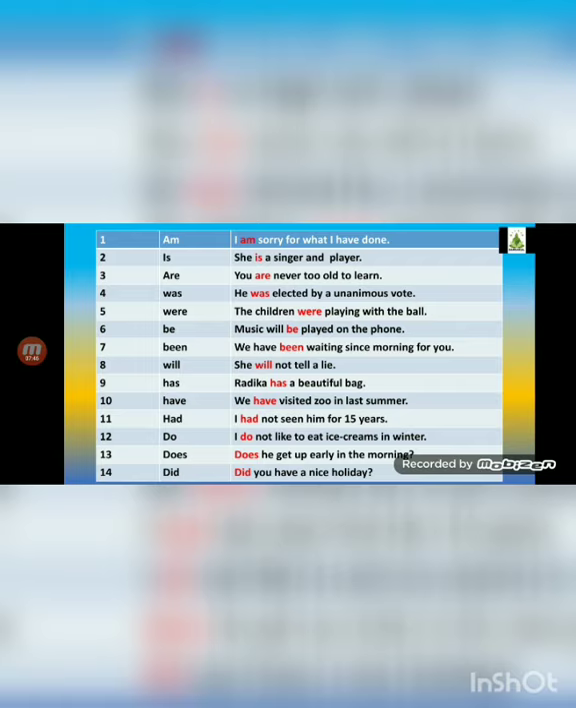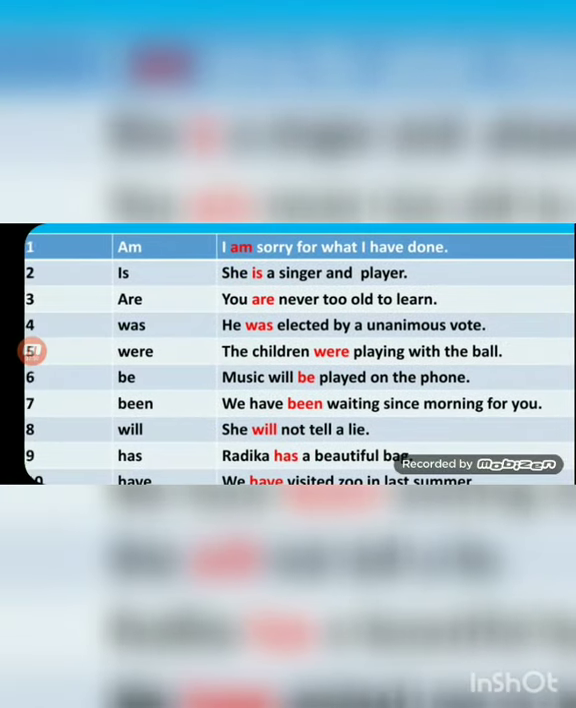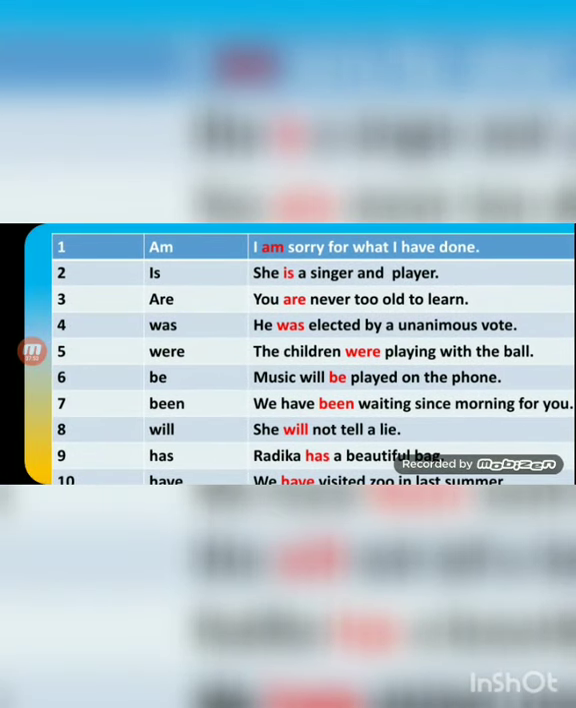So how are we going to use these in a sentence? Let's look at it closely. I am sorry for what I have done. Am is used in the present sense. She is a singer and player. So is also is used in the present tense. Are is also used in the present sense, but it is used in the plural form. Whenever we are talking about many people, we use are. You are never too old to learn.